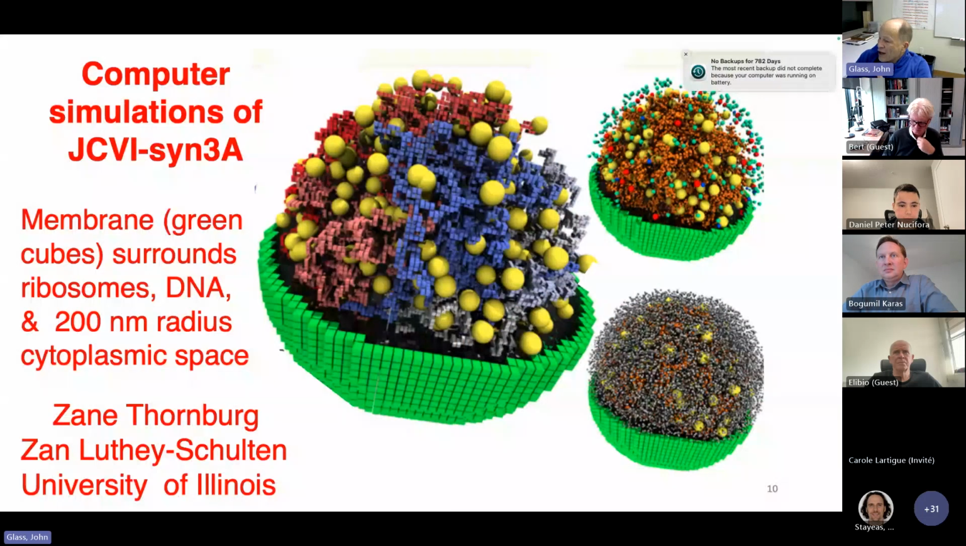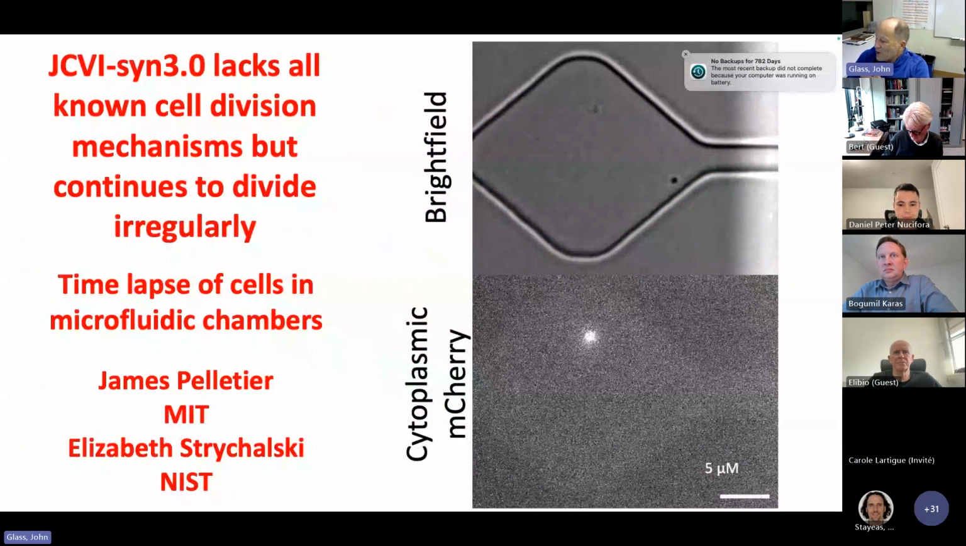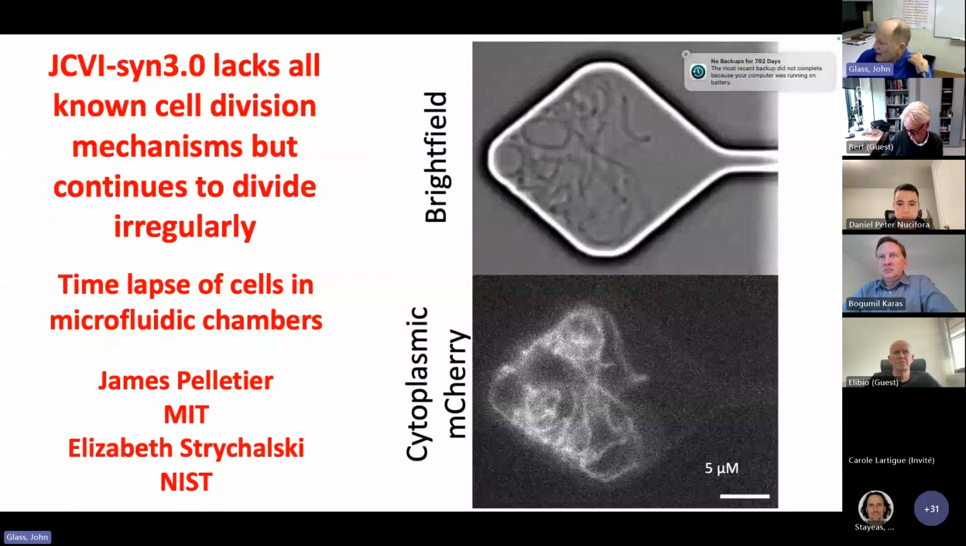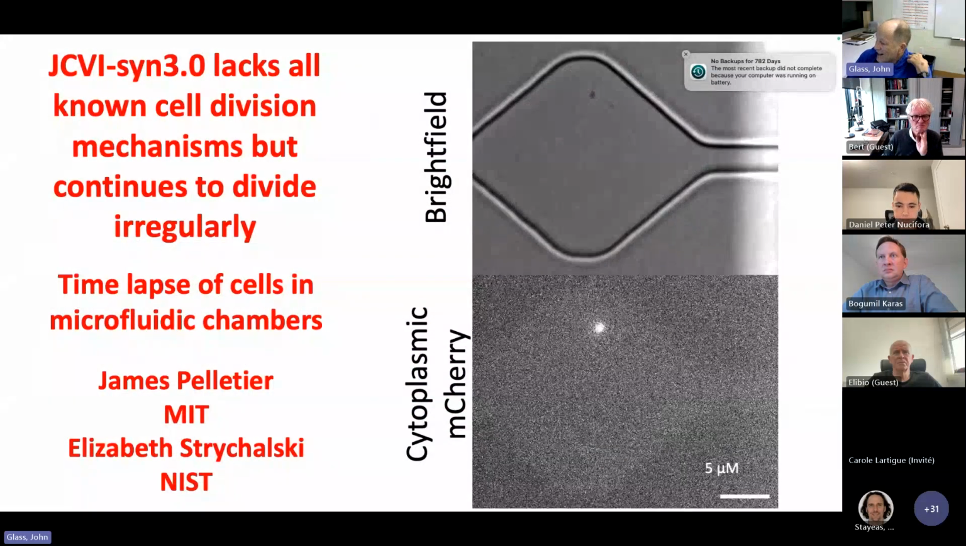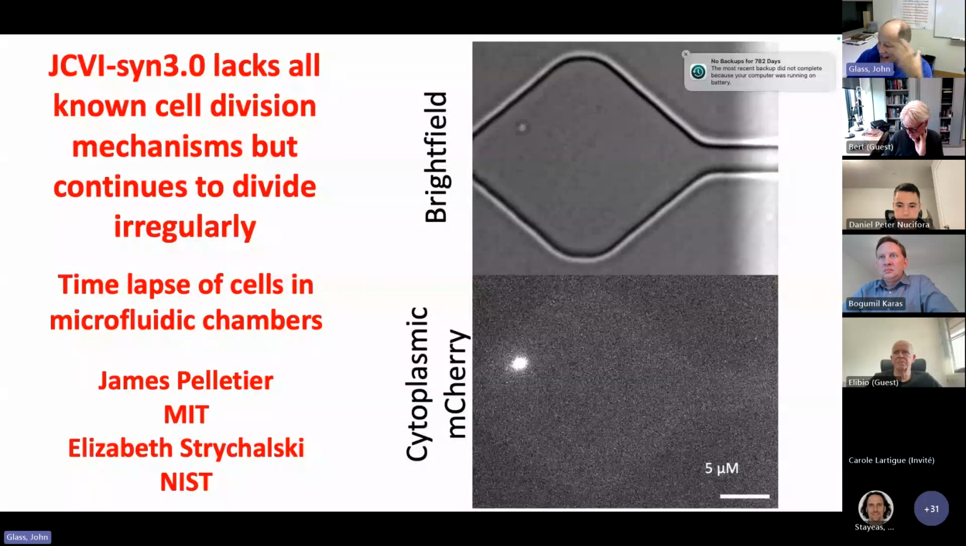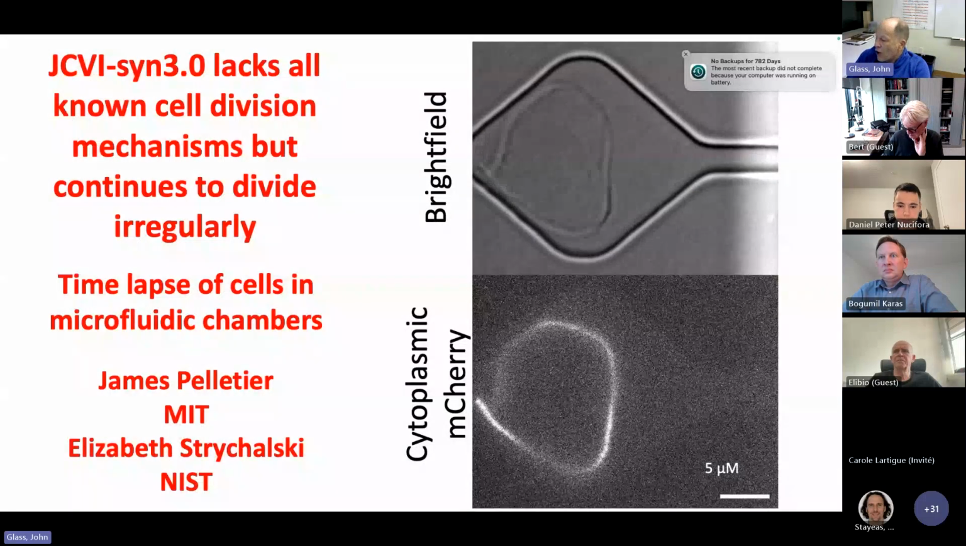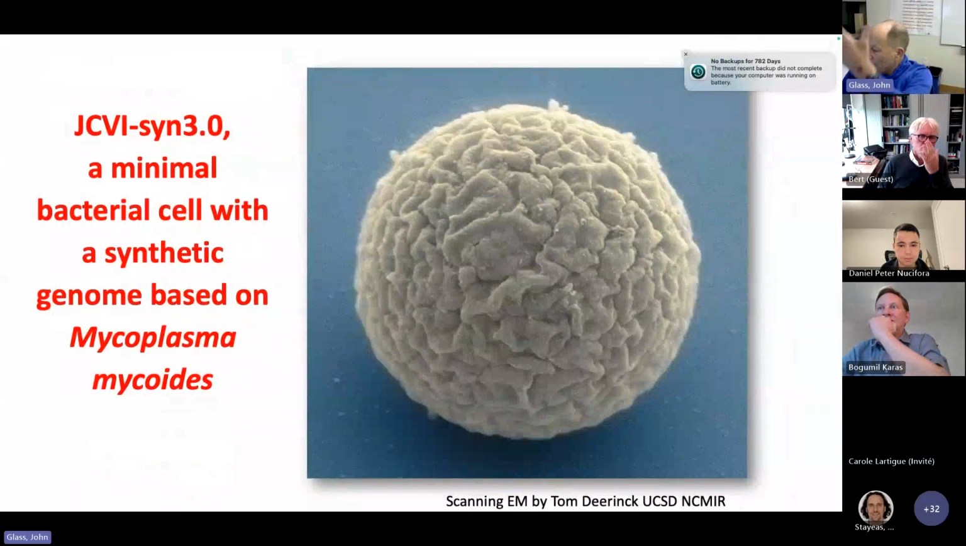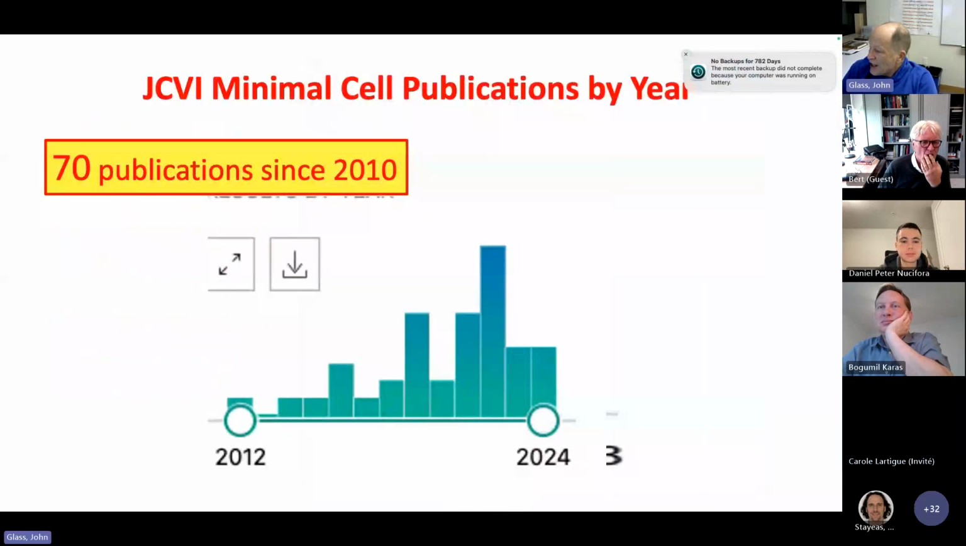A computational rendering of the minimal cell done by Zane Thornburg from Zan Luthey-Schulten's group at the University of Illinois. This is what James Pelletier and Elizabeth Strychalski did, a dazzling image of JCVI-SYN3.0 inside a microfluidic chamber, and you can see how aberrantly wrong it is when you think about cell division. Of course, this image that I'd love to have a tattoo of, only actual size, the classic minimal cell image, again from Tom Deerinck and Mark Ellisman at UCSD.